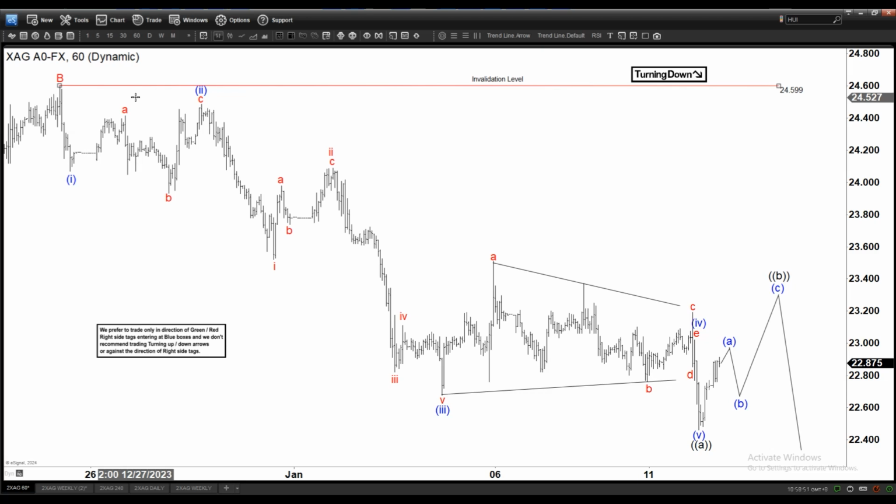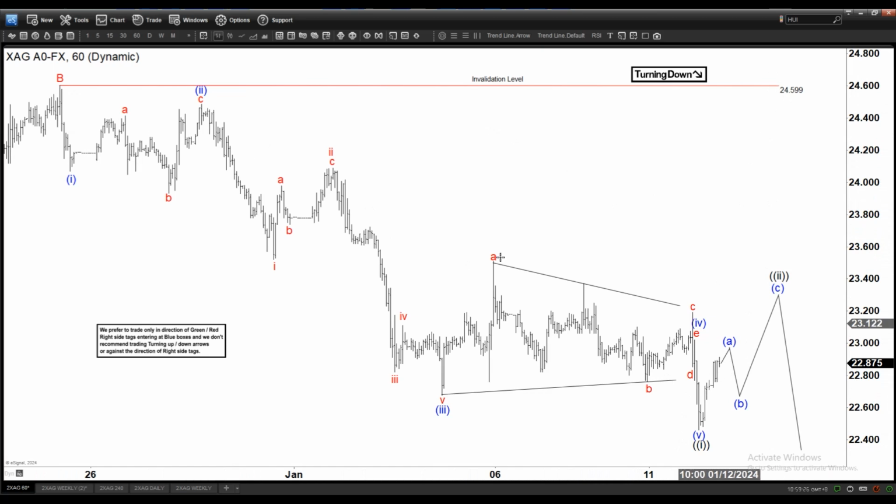Okay, so in the 1 hour time frame here, we can see we ended with B here in the minor degree and now it's going down. So that would mean we are already looking for the downside now. Sorry, there's a typo here. It should be wave 1 and wave 2 here because it's the wave C. Okay, so we're looking for the downside as long as the rally stays below 24.6.